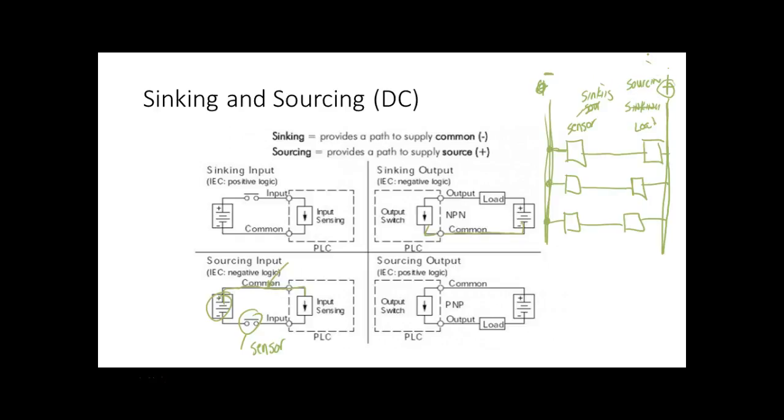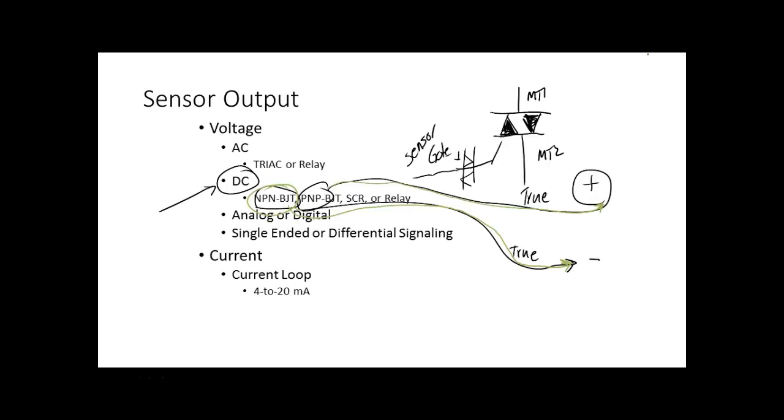Now some controllers give you the ability to establish the common. A lot of PLCs, this is set for you. The predominant method is the PLC's inputs are sinking. So if the PLC inputs are sinking, then I would buy sourcing sensors.